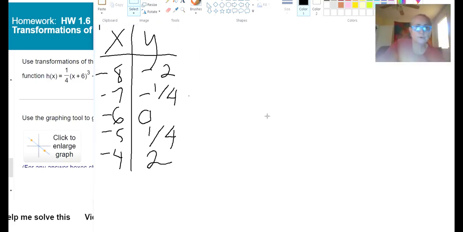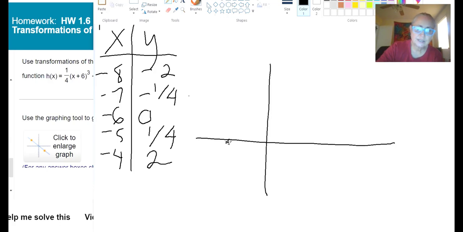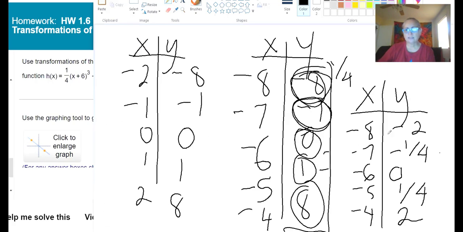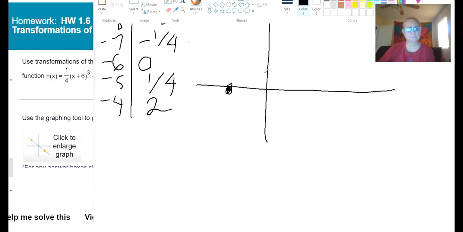Okay, so the -6, 0 stayed here. But instead of being at -8, what was it originally? It was at -8, -8, which is over here. Look, 6, 7, 8. Instead of being way down here at -8, it's now up here at -2.